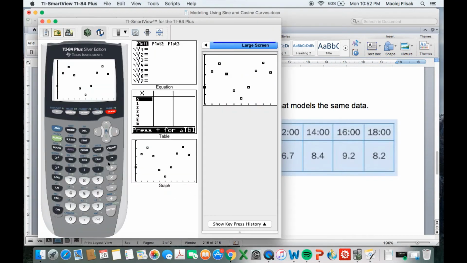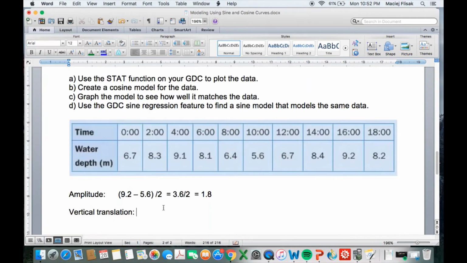So now where's that center line, right? If the amplitude is 1.8, and I'm looking at this data, this is my top point, and I go down 1.8, I'll get to the center line. If I go to the bottom point and I go up 1.8, I'll get to the same center line. So I'll do that first, the top point minus 1.8 to get to the center. So top point was 9.2 minus my amplitude, 1.8, and that equals 7.4, right?